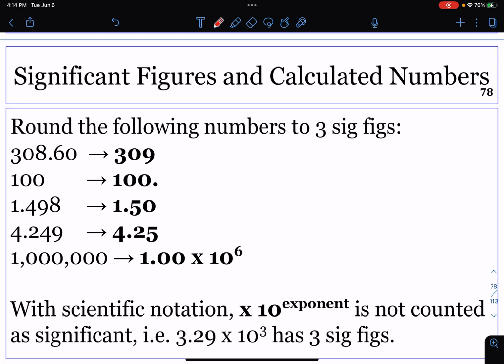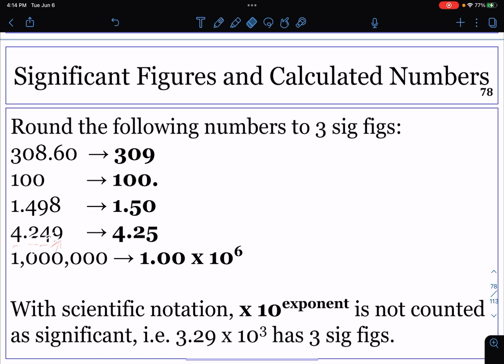All right, for 3 significant figures, we have 1, 2, 3. We're going to look at the next digit. The 8 is going to round the 9 up, which then, of course, has to round the 5, but you have to include this 0 here. At the end, 1.50 is 3 sig figs. Just 1.5 is only 2 sig figs. 4.249, we have 1, 2, 3 digits. So the 9 here rounds the 4 up to 4.25.